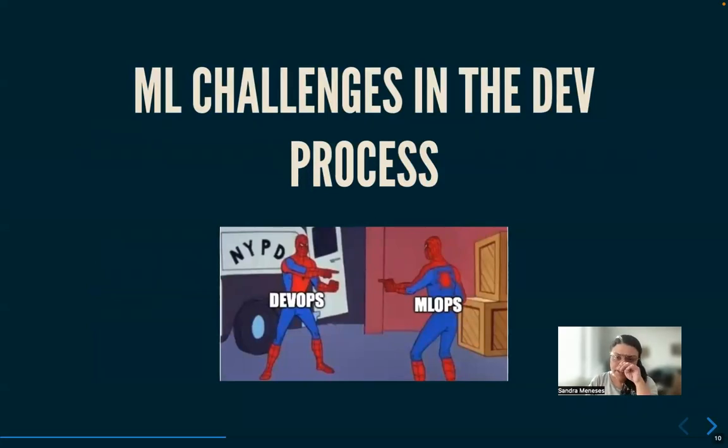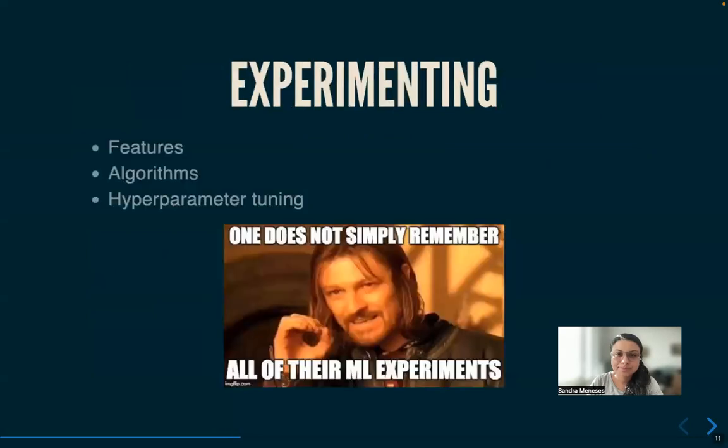So now let's see the different challenges that we have in the dev process and what makes machine learning systems really different to any other kind of software. So first is experimenting. Due to the nature of different machine learning models, we always have to experiment to find which features we're going to use, which algorithms we're going to use, and the best hyperparameters. And we need to have a way to store all this information and to be sure that we are selecting the best option.